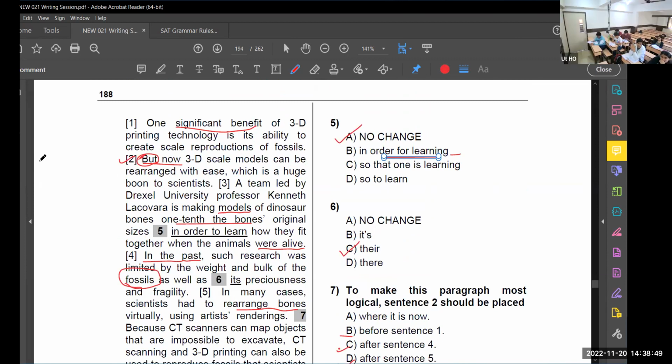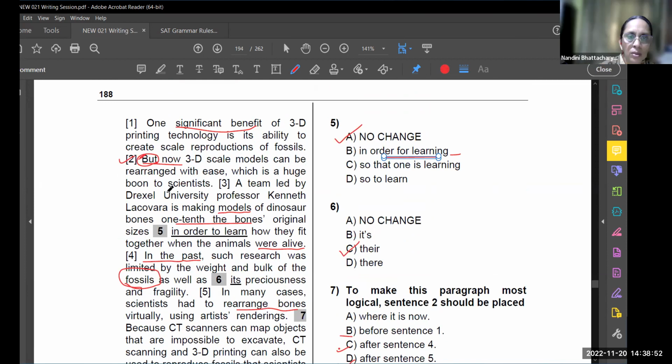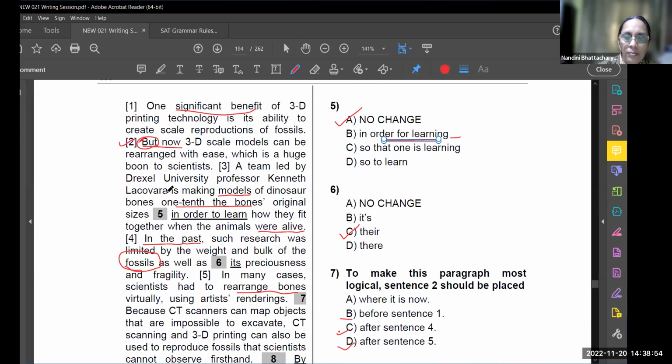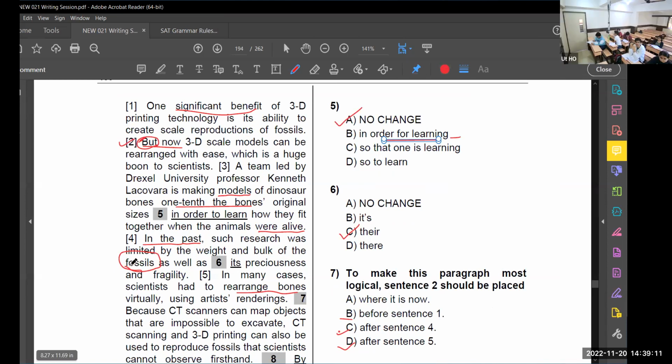Does it make sense? No, right? Now, if you place it after 4, 4 begins with in the past, such research was limited by this, and then it goes on to, but now 3D scale models can be rearranged with ease. Does it make sense? That connects? No.